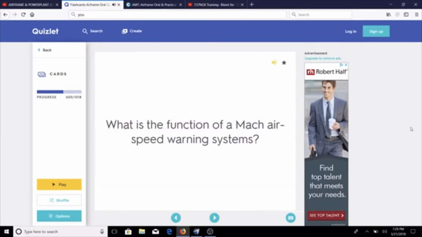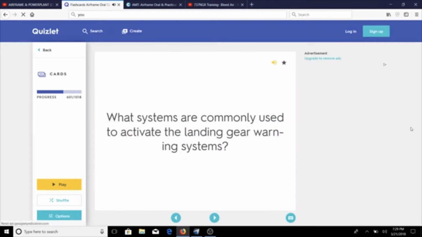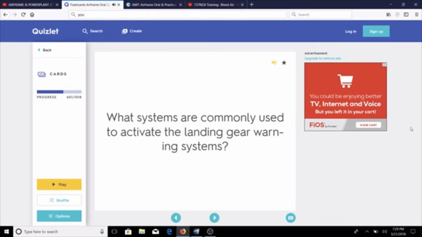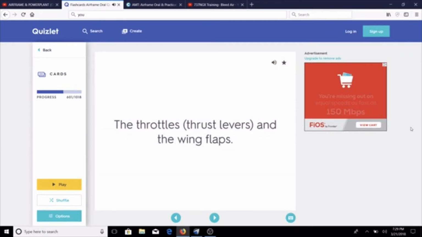What is the function of a Mach airspeed warning system? To alert the pilot that the never exceed airspeed limit has been reached or exceeded. What systems are commonly used to activate the landing gear warning systems? The throttles and the wing flaps.